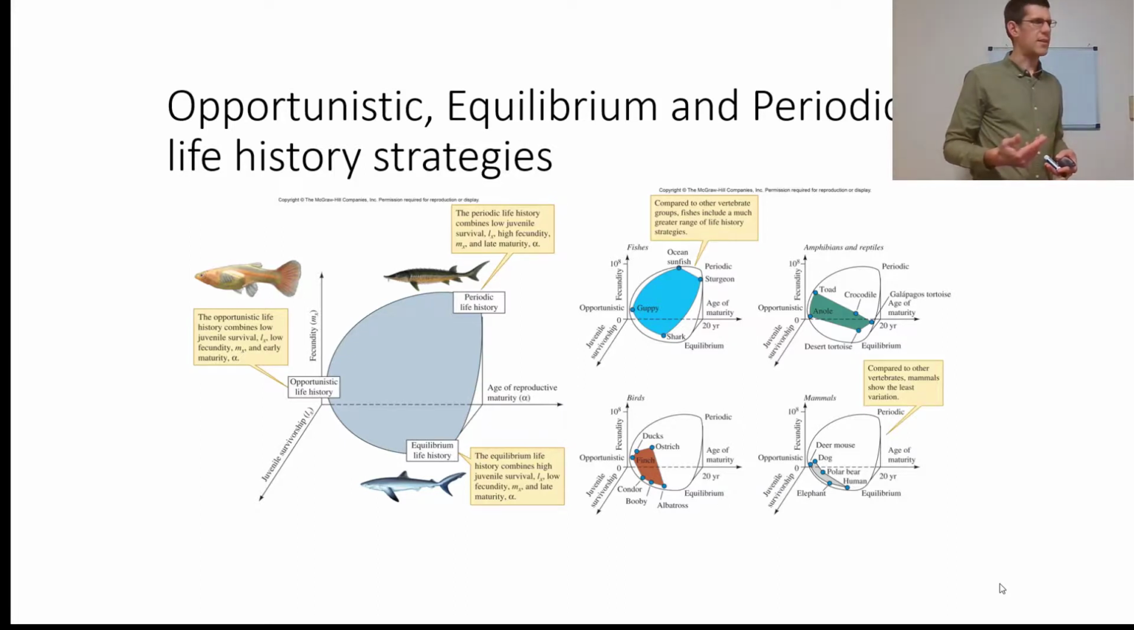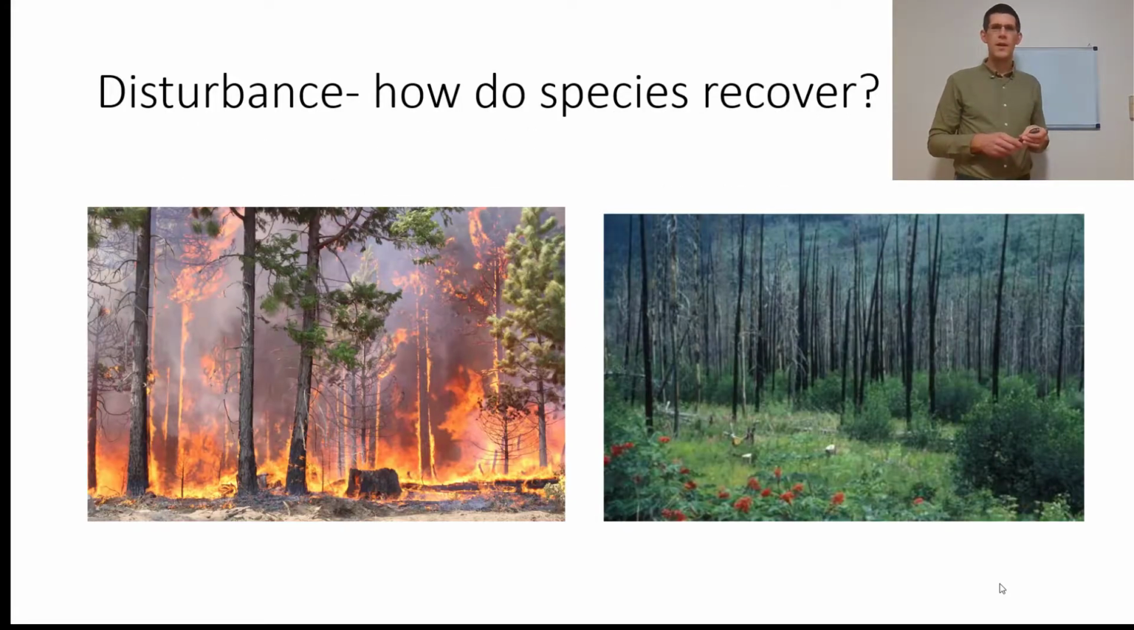And I think I said high fecundity last time. It's actually relatively low. You just mature fast. And your equilibrium life history is going to have high juvenile survival, low fecundity, and late maturity. So yeah, those are the different types of strategies. Check this graph. Cool. So how do species recover from disturbance?